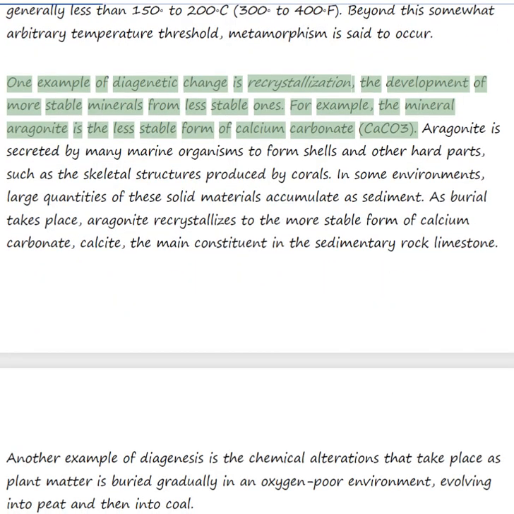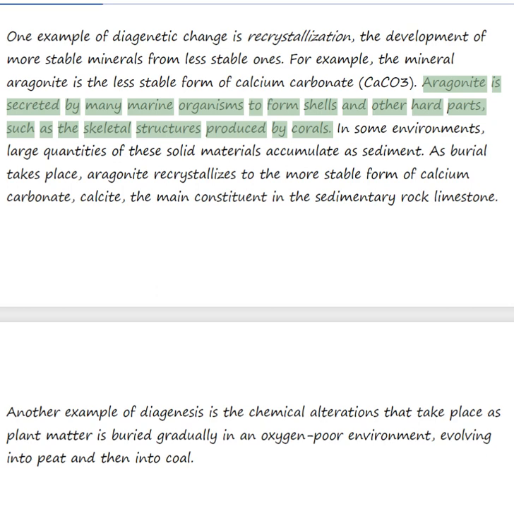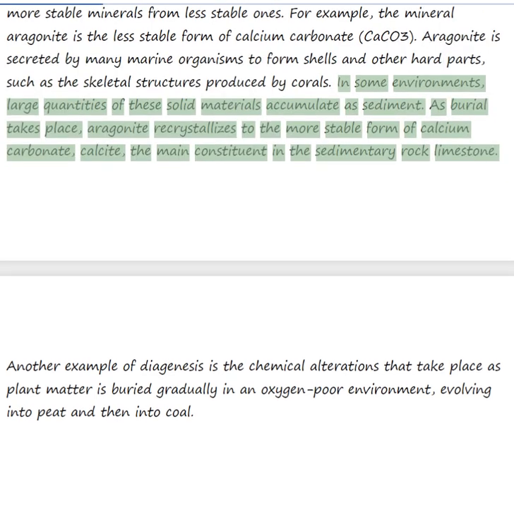One example of diagenetic change is recrystallization, the development of more stable minerals from less stable ones. For example, the mineral aragonite is the less stable form of calcium carbonate. Aragonite is secreted by many marine organisms to form shells and other hard parts, such as the skeletal structures produced by corals. In some environments, large quantities of these solid materials accumulate as sediment.